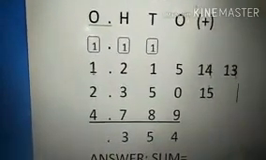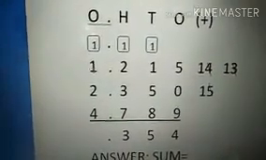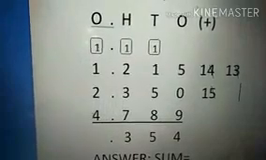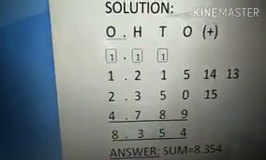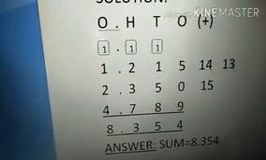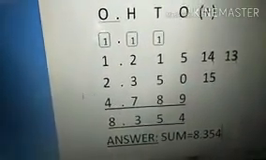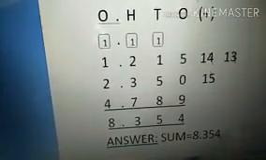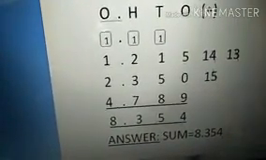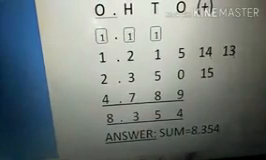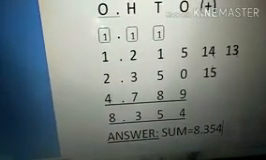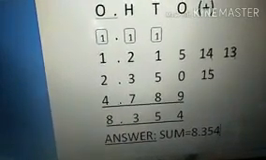Then 1 plus 1, 2. Then 2 plus 2, 4. 4 plus 4, 8. Children, you should take fingers and count, children. Then our answer is 8.354. So sum is equal to 8.354.